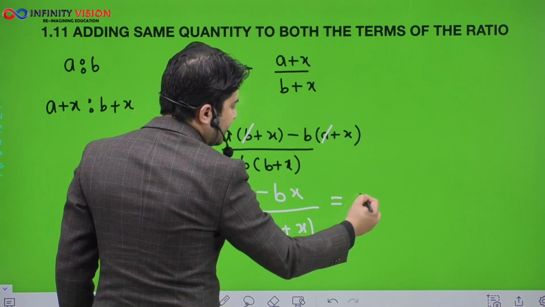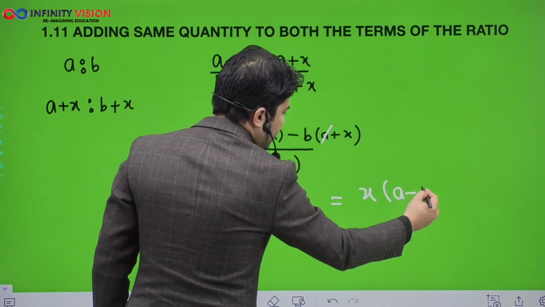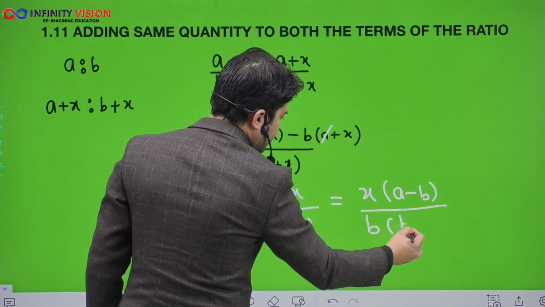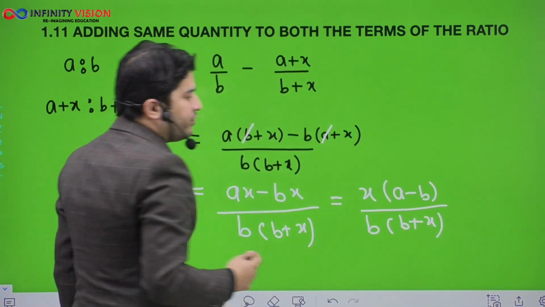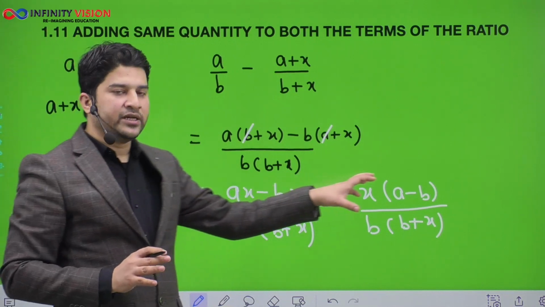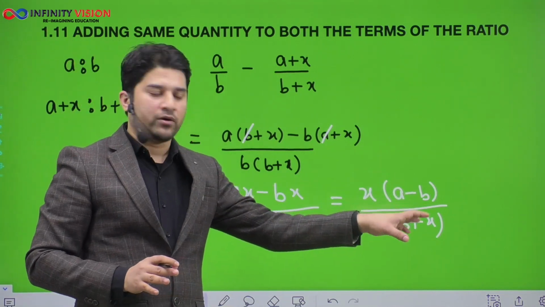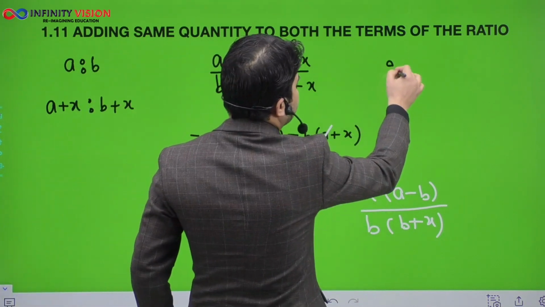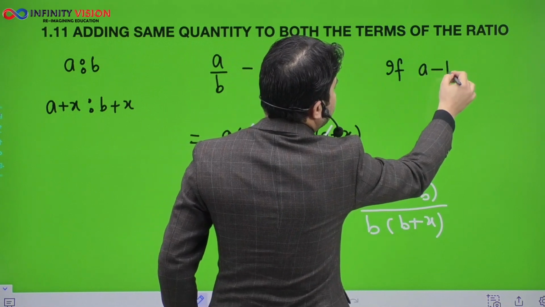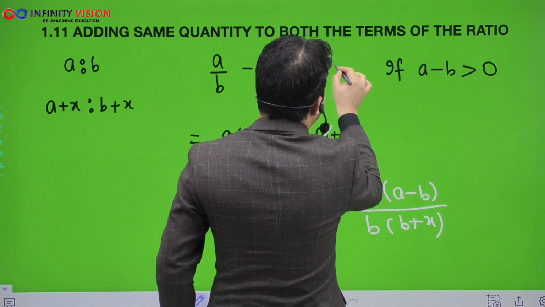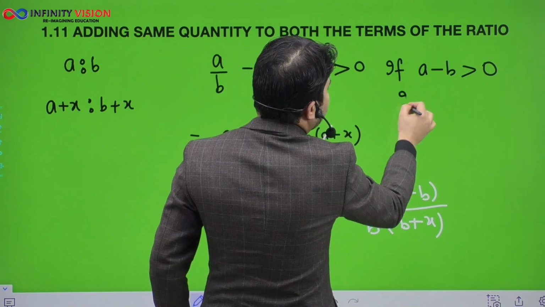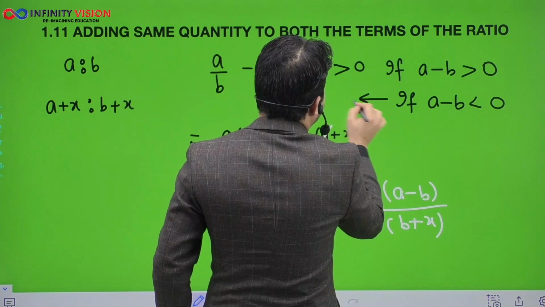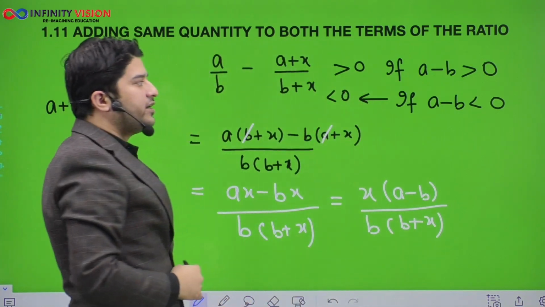Now you can see x is common, (a minus b) upon b into (b plus x). Now when you see that the whole thing depends on a minus b, if a minus b is positive, then it would be positive. If a minus b is negative, then it would be negative. So what did we learn?